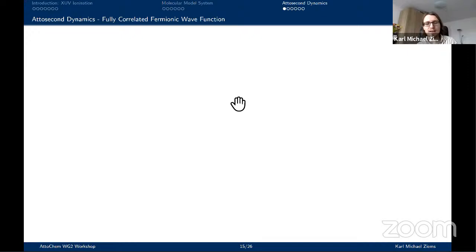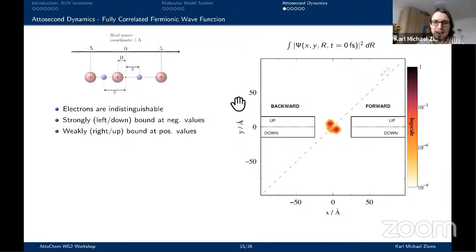Now let's have a look at what's happening when we propagate our time-dependent Hamiltonian with the attosecond XUV laser pulse. And we first start by looking at what's happening to the electrons upon ionization. And for this, I show you here on the right-hand side the density when we integrate out the nuclear degree of freedom. So we see where our two electrons are.